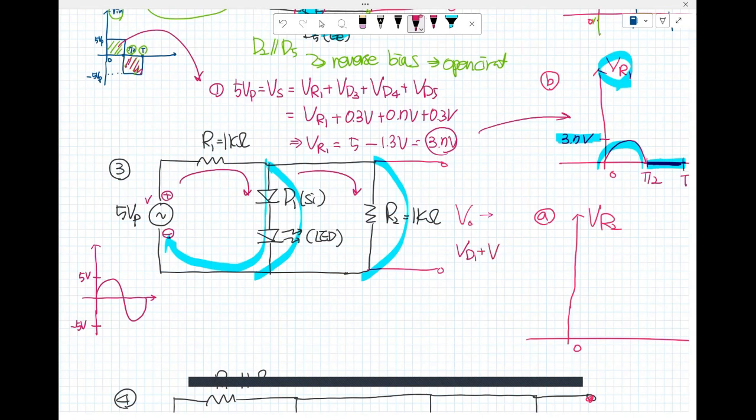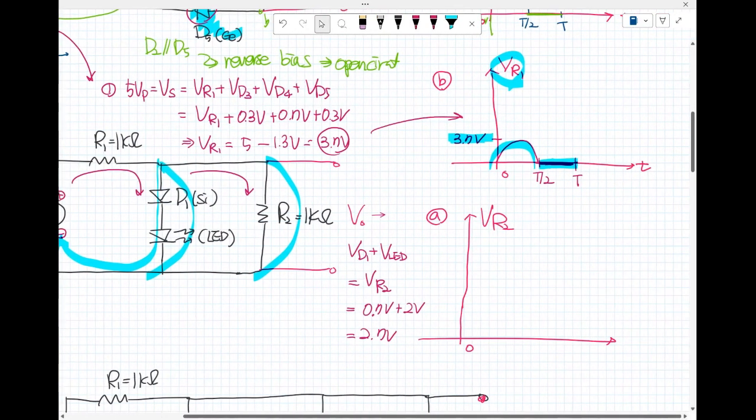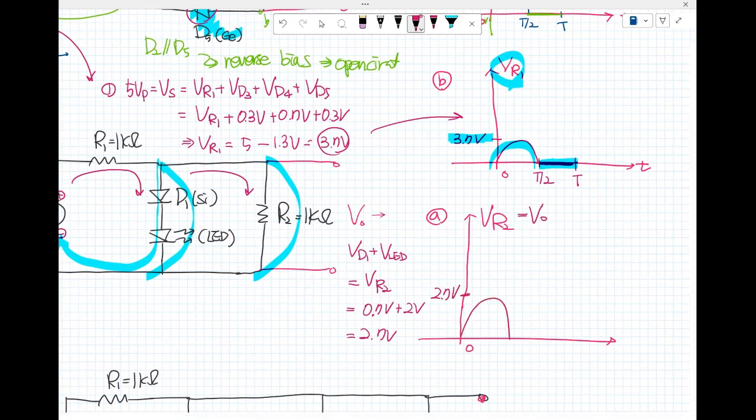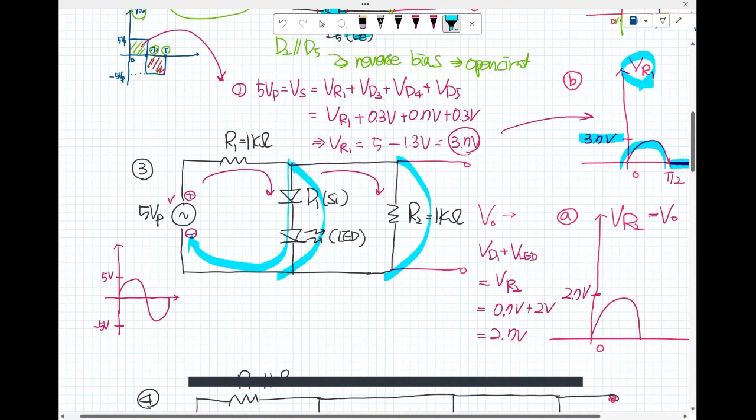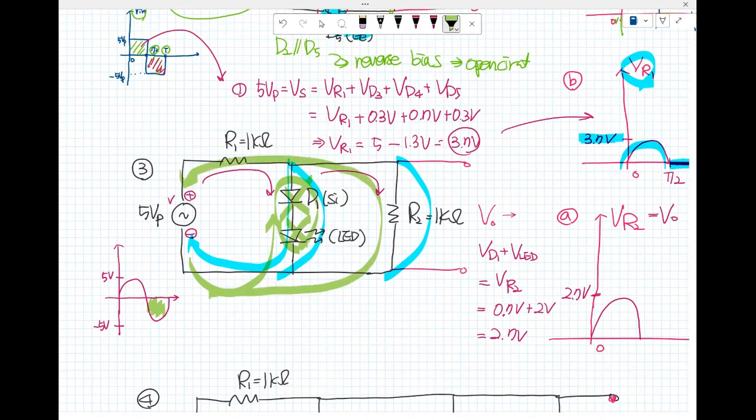So the V sub 0 is what? V sub D sub 1 plus V sub LED is equal to V sub R sub 2. What is the V sub D sub 1? 0.7, that is great. And what is the LED? 2 volt. Very good. And then 2.7 volt. So V sub R sub 2, meaning V sub 0, is 2.7 volt. Now go back to the negative part, just like this one. It's the reverse bias, the open circuit, like this one. So what that was for the resistor to connect to the supply voltage.